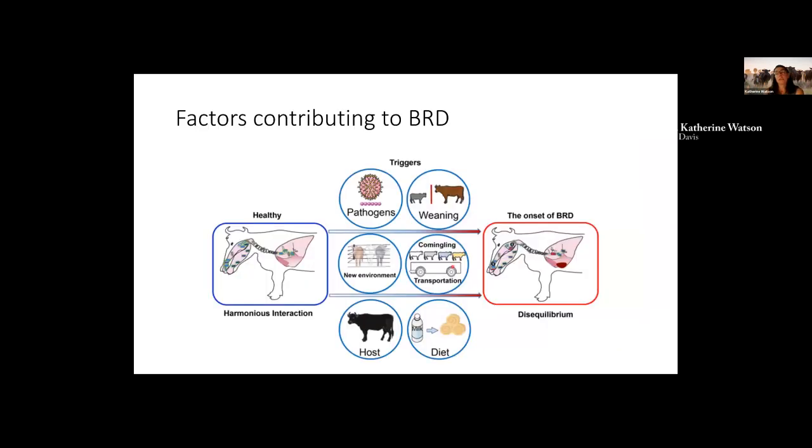All right, so let's talk a little bit about factors. Don't worry, I'll get to the gruesome pictures. You don't have to be too concerned about that. But first, I'm going to give you a little bit of background on factors that contribute to BRD and why you may be seeing bovine respiratory disease in your herd. So bovine respiratory disease is a leading cause of morbidity and mortality and economic loss in cattle. It is one of the largest health challenges facing the modern day beef cattle industry.